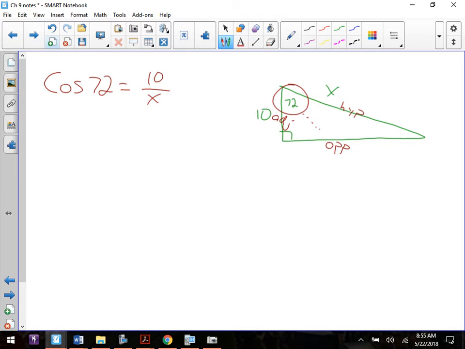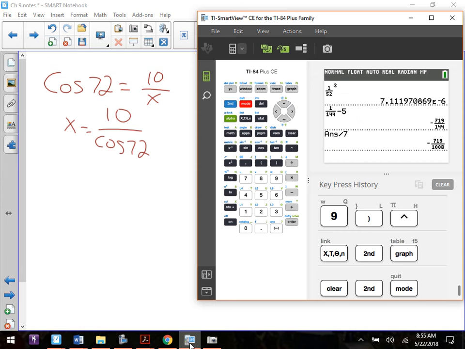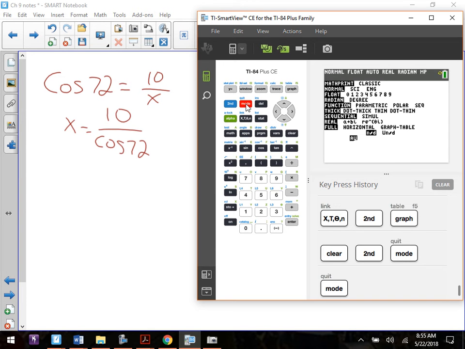When your unknown was in the denominator, remember we always did our little exchange-o. I wrote that out yesterday as well. X equals 10 divided by the cosine of 72. Now, in your calculator, you've got a fraction bar. Do you know how to make sure your mode's the right one for trig? Do you know how to change your mode to make sure you're okay?